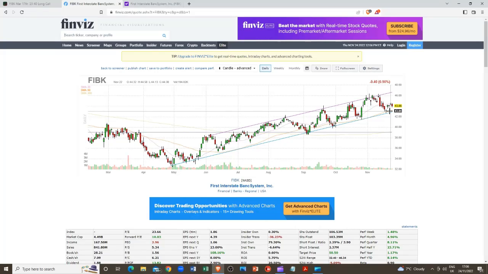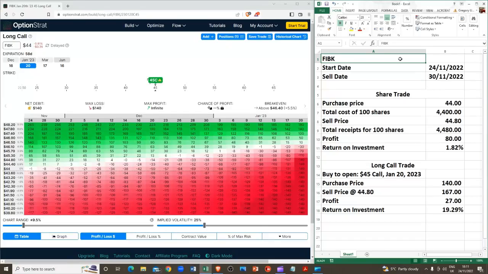Now, right now, it seems to have bounced off the resistance and is trading at 43.98. So you expect that ticker symbol FIBK should start going back up towards the $46 mark. So this is a potential candidate for a long call options trading strategy. So we're going to look at a comparison of trading the shares of ticker symbol FIBK with if you trade the long call strategy. Today is the 24th of November 2022.